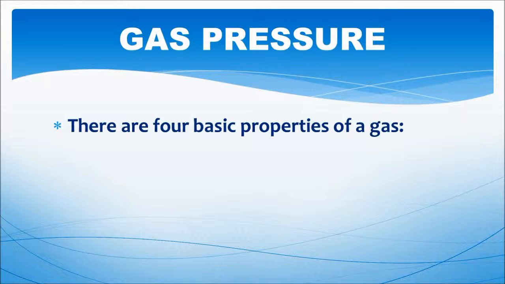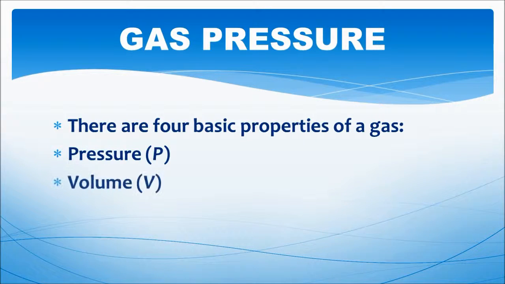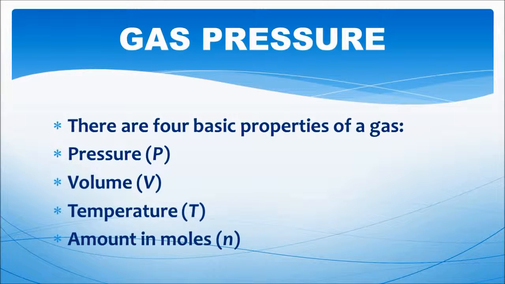There are four basic properties of a gas, and the physical state of a sample of gas can be described by each of these four basic properties. One is pressure, another is volume, then temperature, and the fourth is the amount in moles. Knowing three of these four can result in the calculation of the fourth. These properties are all interrelated. When one changes, it affects the others.